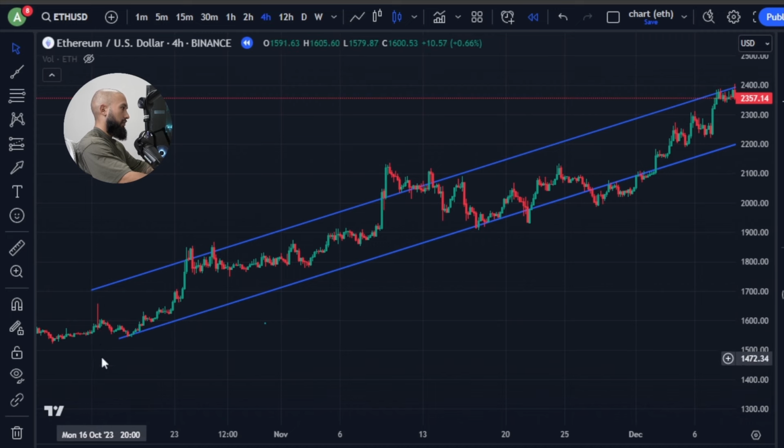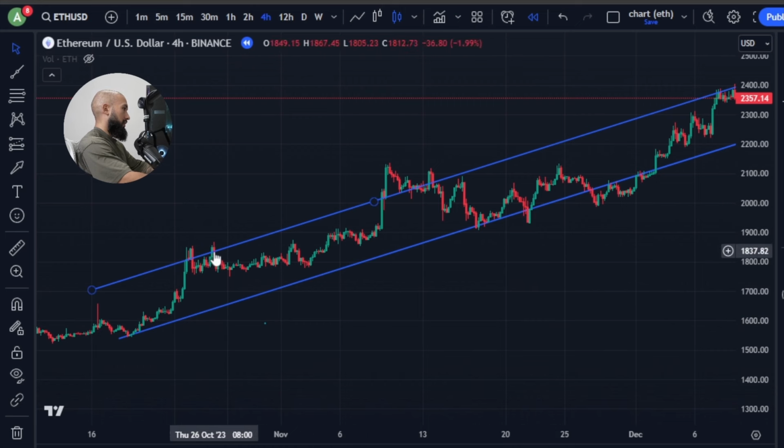Well, for the support level, we have a test here. We have a second test here, followed by a third test, some consolidation, followed by a fourth test or a breakout, a false breakout because price breaks up and then retraces back into the channel. So we clearly have a support level here for the channel.